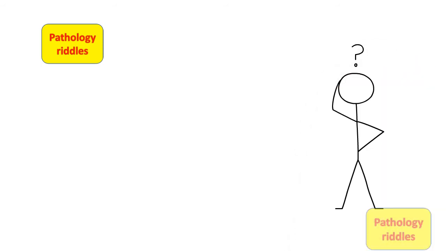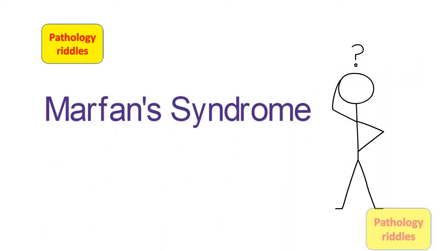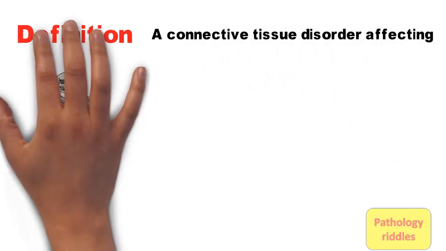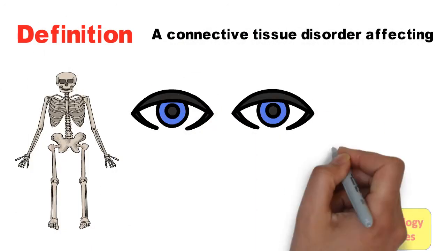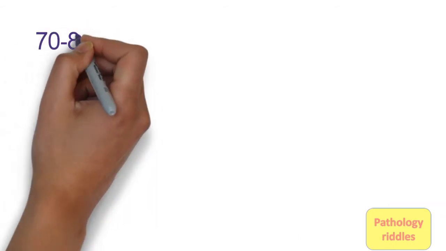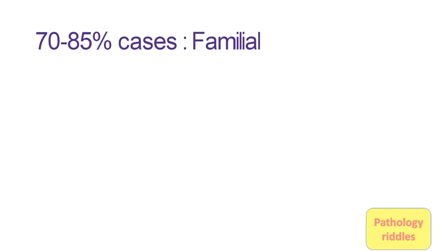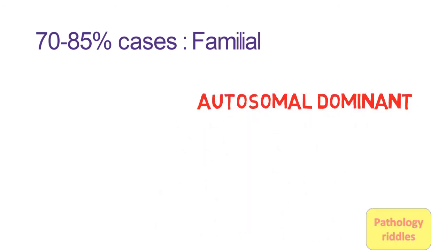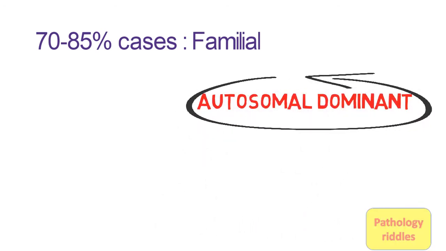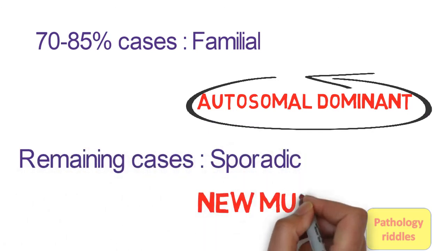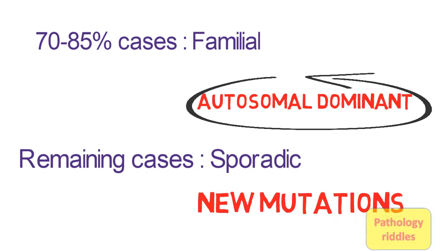The topic for today is what is Marfan syndrome. It is a connective tissue disorder affecting mainly the skeleton, eyes, and cardiovascular system. 70 to 85% of the cases are familial, that is, they are transmitted by autosomal dominant inheritance, while 15 to 30% occurs by new mutation, that is, sporadic cases.